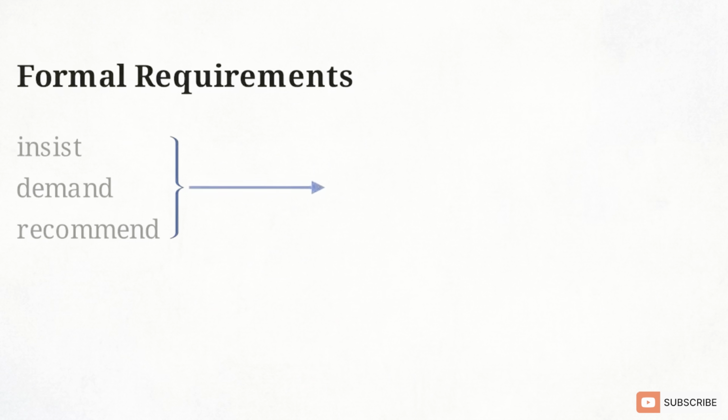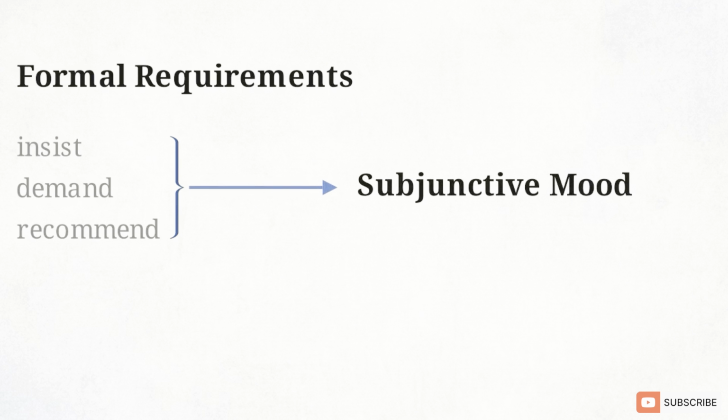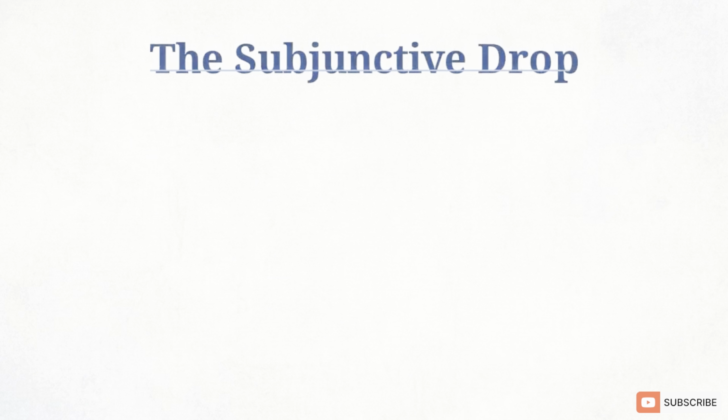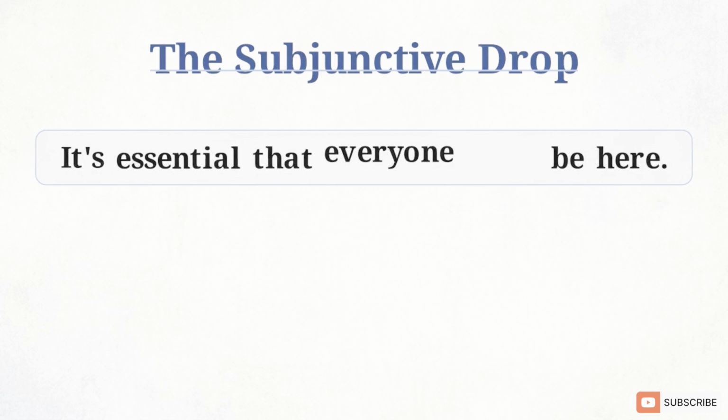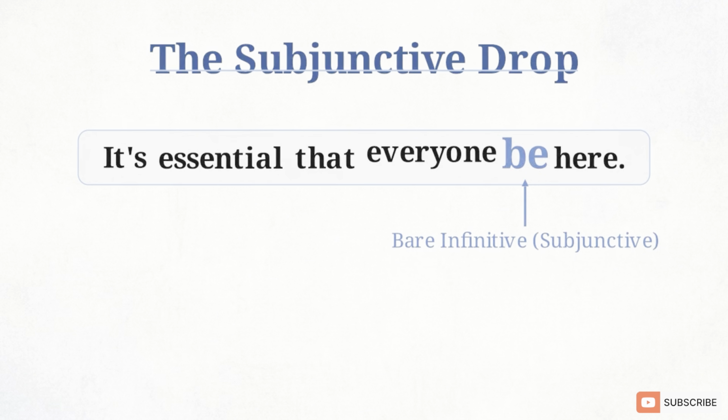It establishes the foundation for the subjunctive mood, where the internal logic of the sentence begins to shift away from standard conversational rules. In modern English, the subjunctive mood allows speakers to completely omit the word should from these urgency clauses without changing the meaning. In the sentence, it's essential that everyone should be here. Removing should leaves the bare infinitive verb, be. This remains be, even though standard subject-verb agreement would typically require is.